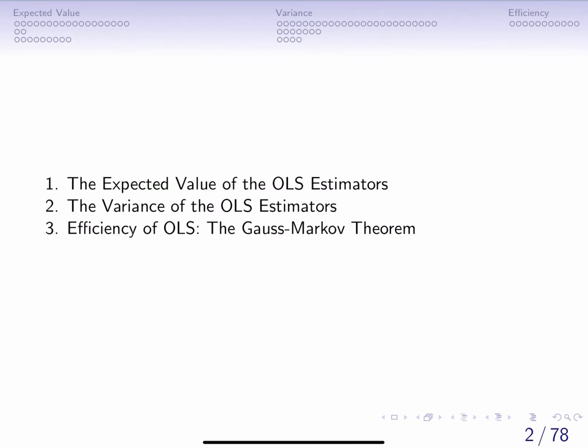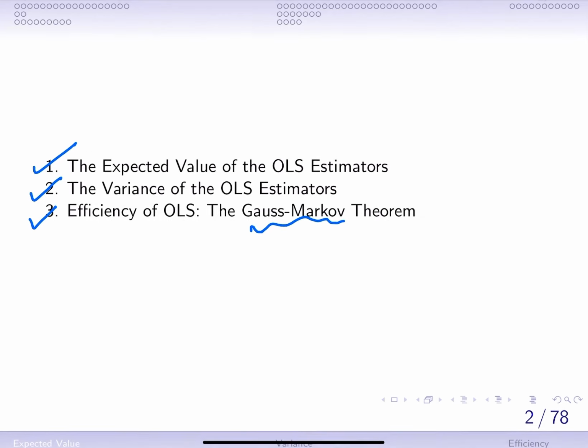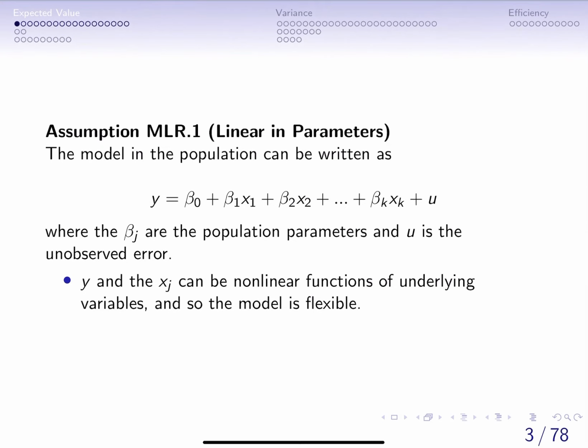So we're going to be talking about the following three things in this part. The expected value of OLS estimators, the variance of OLS estimators, and the efficiency of OLS. And we'll talk about the Gauss-Markov theorem and the Gauss-Markov assumptions. So these might mirror a lot of the assumptions that you've seen before.